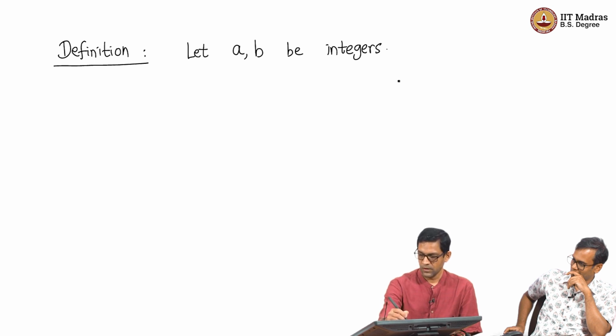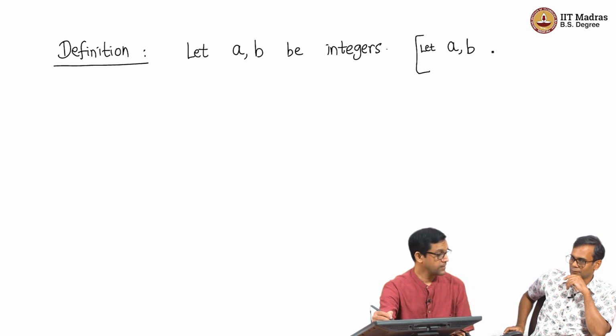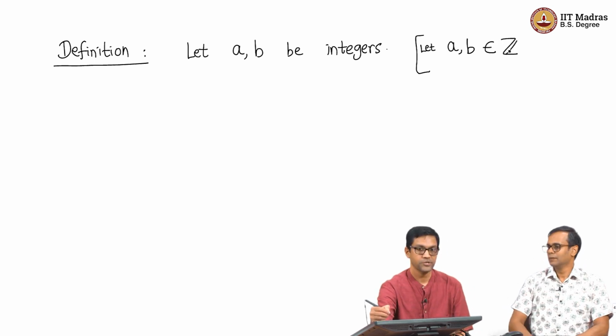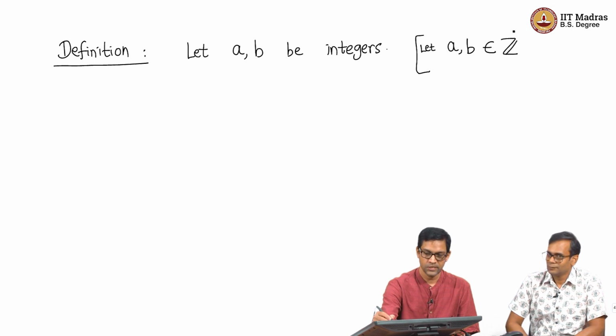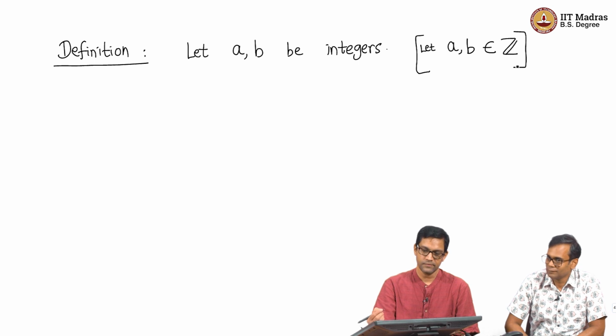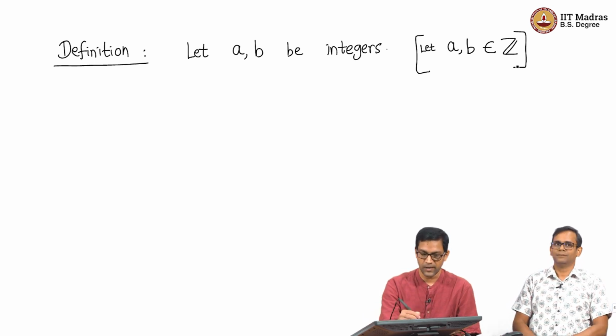Okay, now let me make a couple of remarks here. Often we want shorthands for all these things that we write in mathematics. So we could express the same statement by saying let a and b belong to Z, right? This was the notation we use for the set of all integers. So when we say let a, b belong to Z, it just means let them be elements of the set of integers. So this is another way of saying the same thing in shorthand.